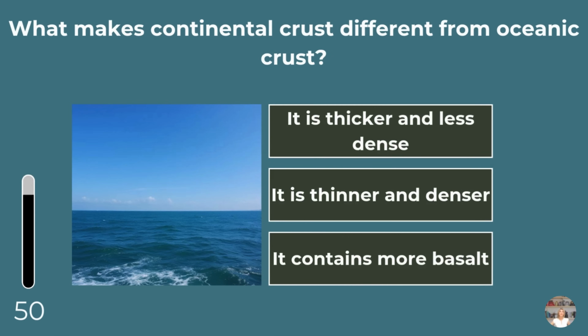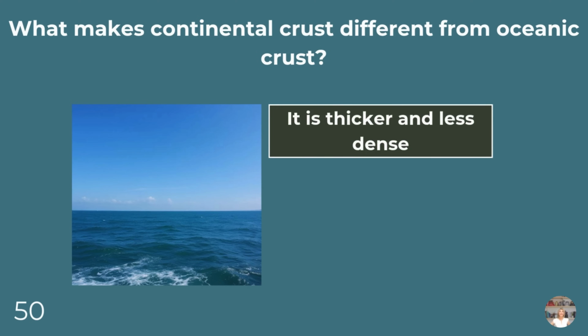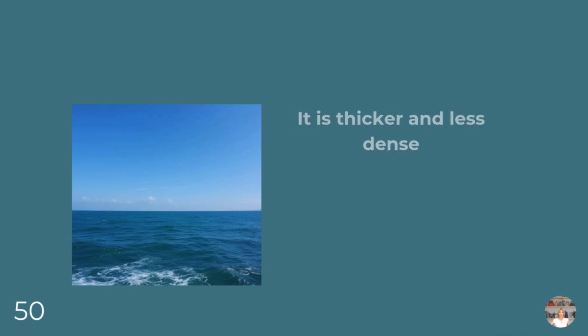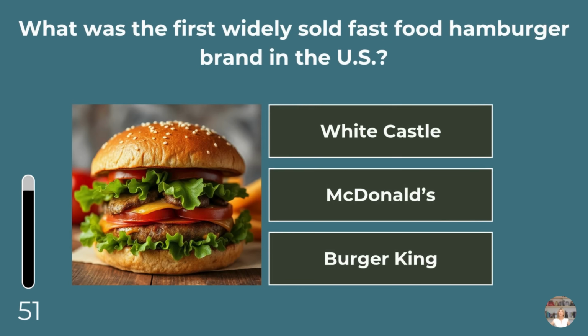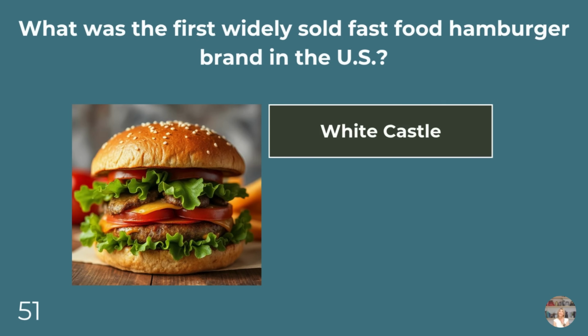What makes continental crust different from oceanic crust? It is thicker and less dense, it is thinner and denser, or it contains more basalt. It is thicker and denser. What was the first widely sold fast food hamburger brand in the US? White Castle, McDonald's, or Burger King? White Castle.